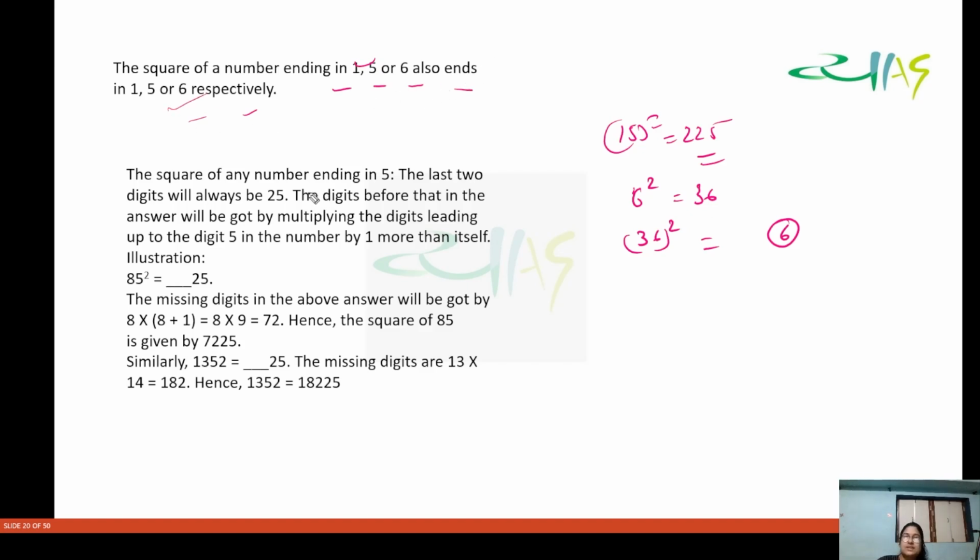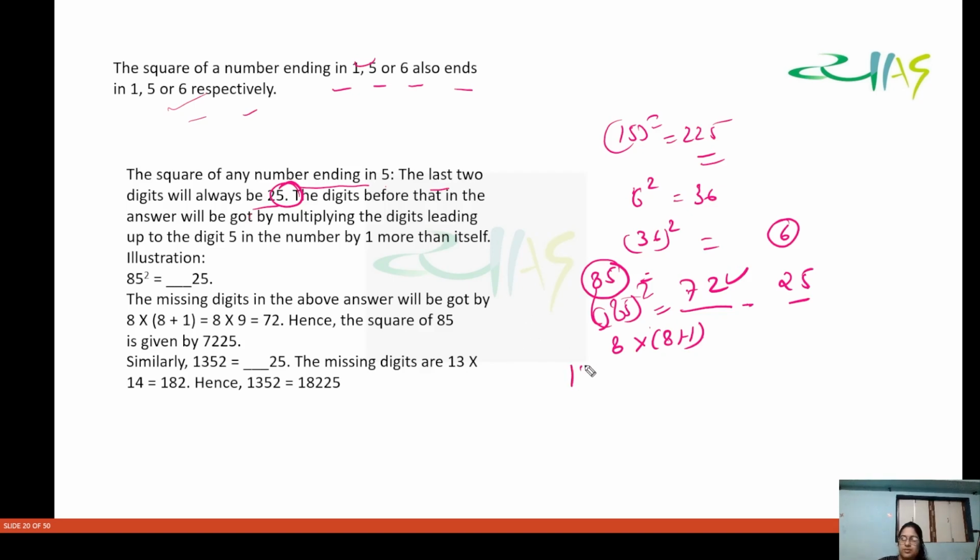Now see, the square of any number ending in 5, the last two digits will always be 25. So obviously, when you are taking the square of, let's say, 85, the last two digits you write as 25, and to find the next two digits, take 8 and multiply it by 8 plus 1. So you will get 72. So this is the square of 85, 7225. It becomes that easy. Now this can be applied anywhere.